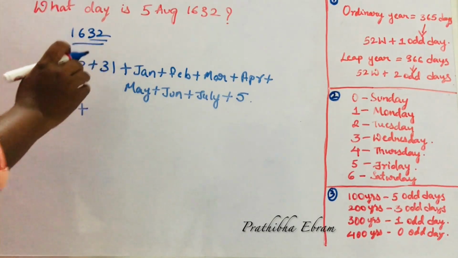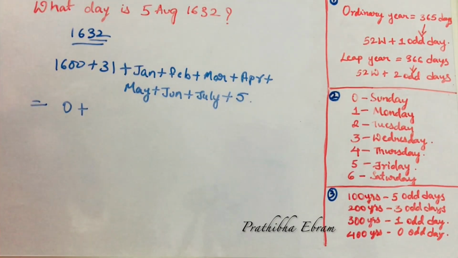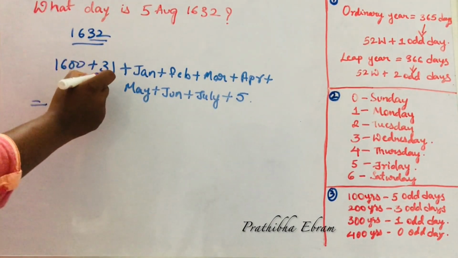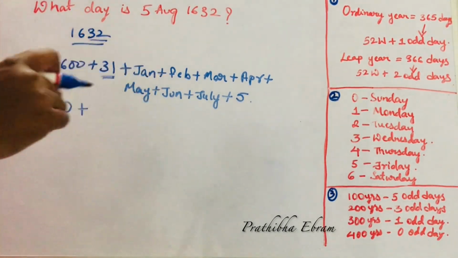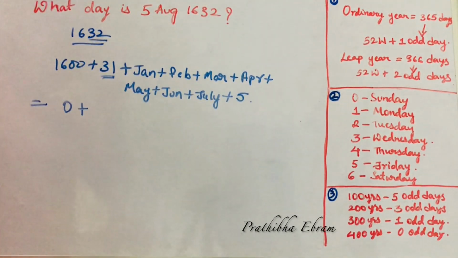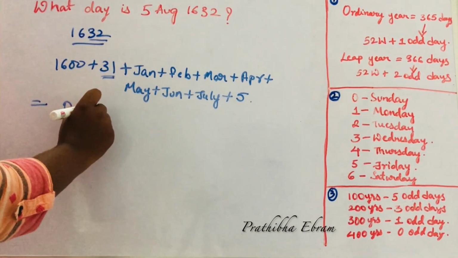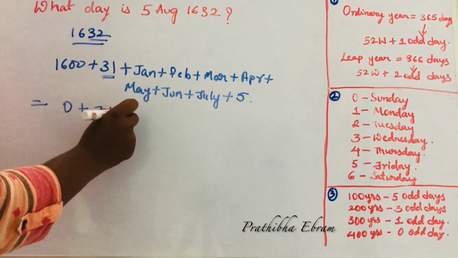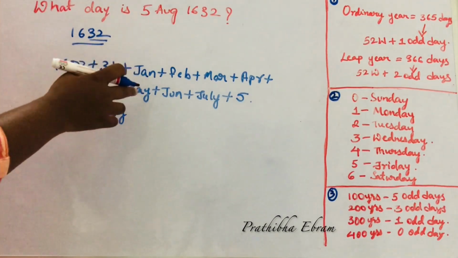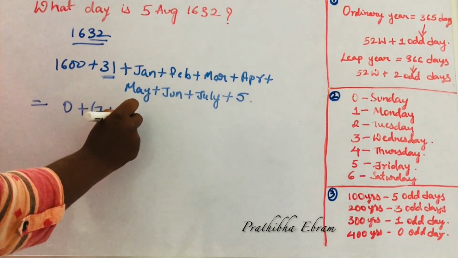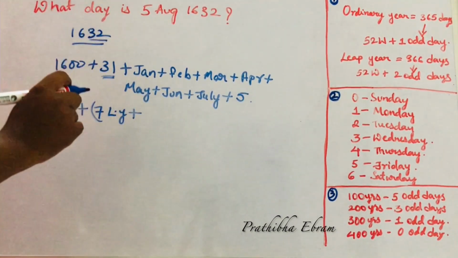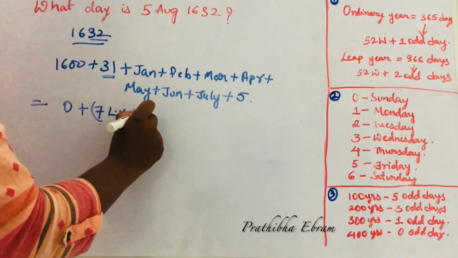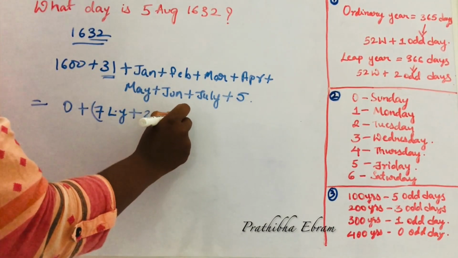Plus in 31 years, first you have to check the number of leap years. To check the number of leap years in this 31, you have to divide it by 4. Now if you divide it by 4, then you will get 7 leap years, because 7 4s are 28, right? Plus remaining are the ordinary years, right?